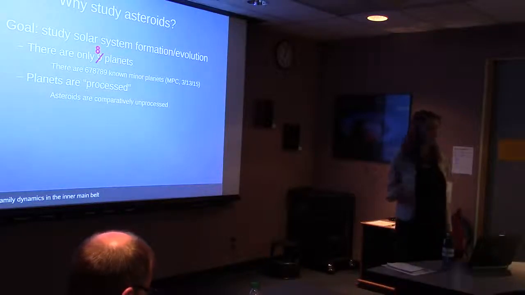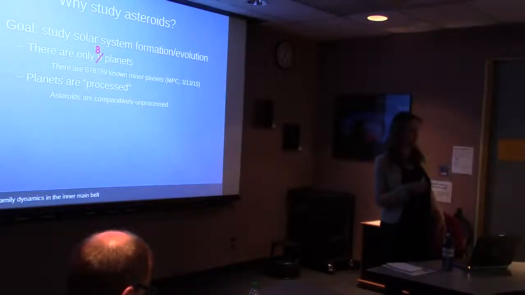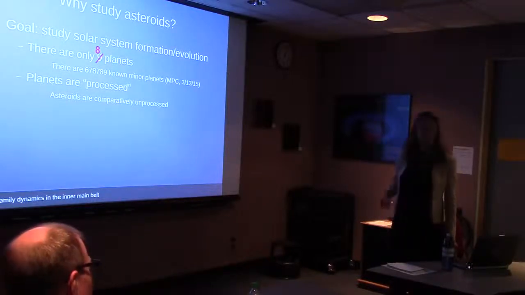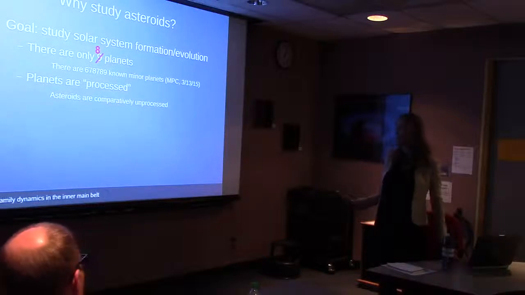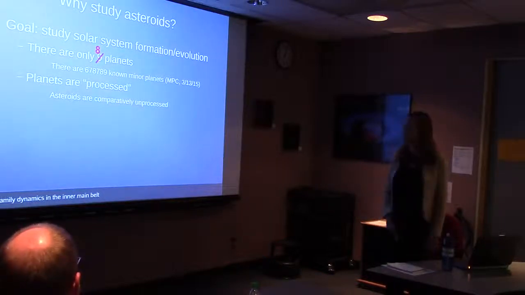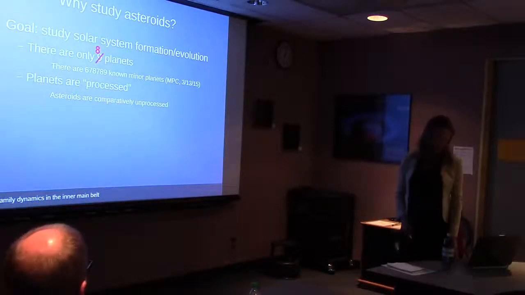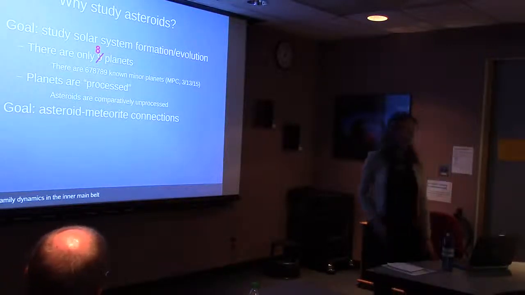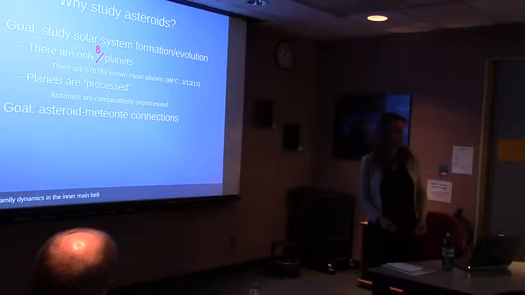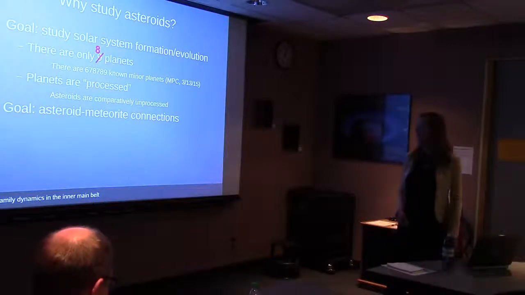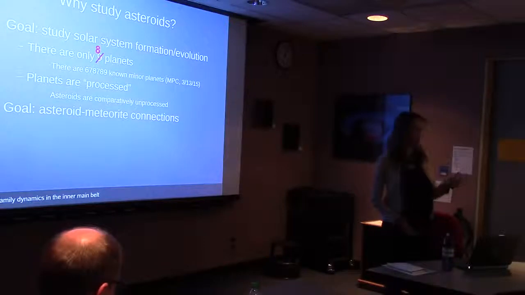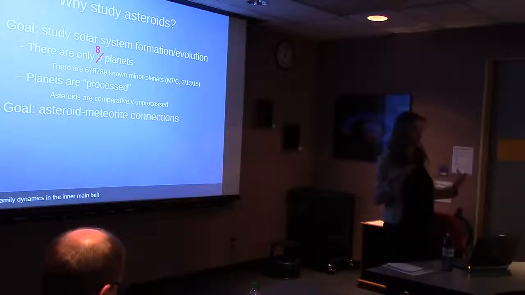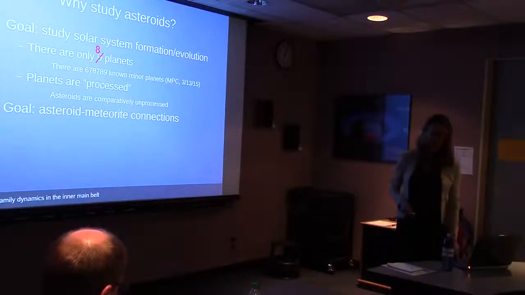Now the planets are also relatively processed. They've undergone their own thermal evolution, their own history, but the asteroids are often comparatively unprocessed. They're primitive remnants of our solar system that we can study. And sometimes they deliver pieces of themselves to our front door so we can make connections and physically test our models for solar system formation and evolution through meteorites. So we want to make connections between meteorites and asteroids.